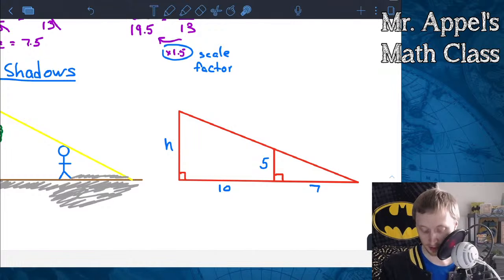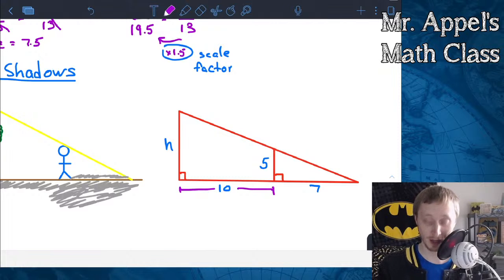We'll give you a little bit of a hint here. This 10 is how far away you are from the tree, and 7 is from you to the end of the shadows. Which means the big triangle has a side length of the sum of those.